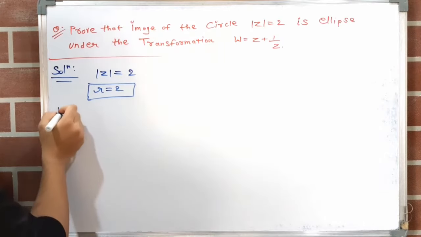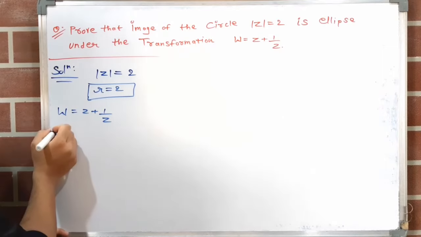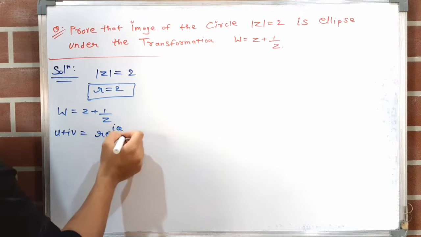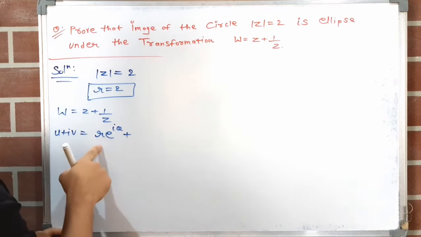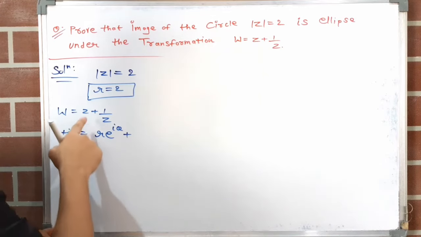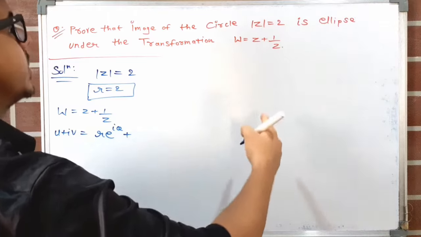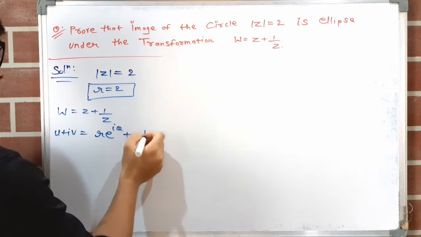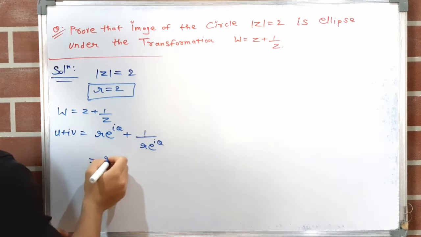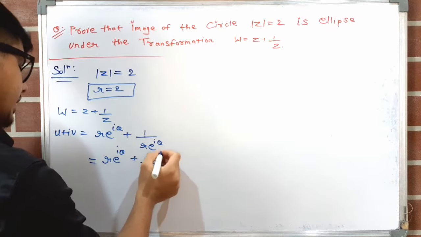Here the transformation is W = Z + 1/Z. So now what is W? W is u + iv. Z in polar form can be written as r e^(i theta). Now you will think why we used the polar form of Z: because here a circle is given. Whenever a circle is given, we use the polar form of Z. So this is r e^(i theta) + 1/(r e^(i theta)), which is r e^(i theta) + (1/r) e^(-i theta).